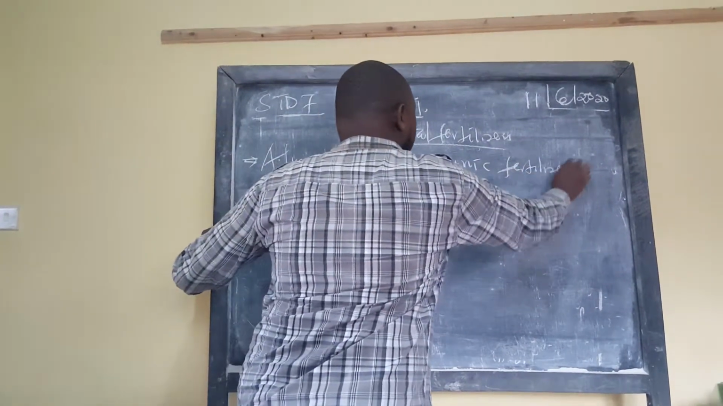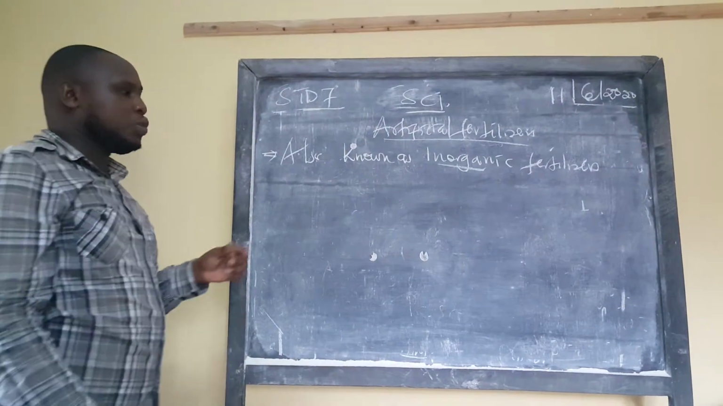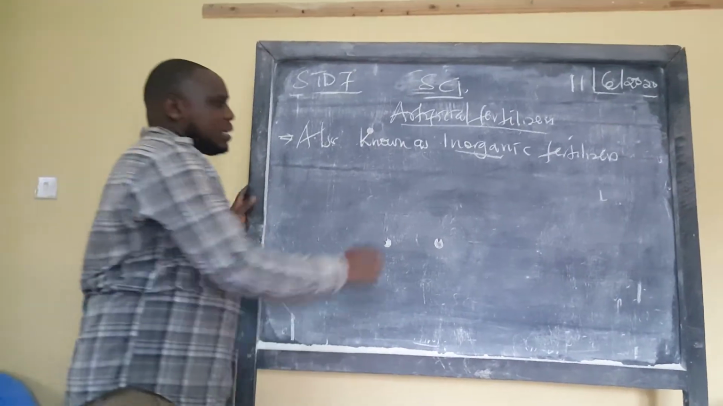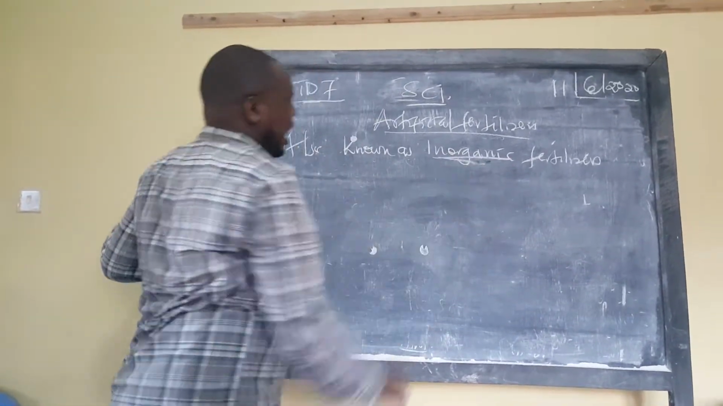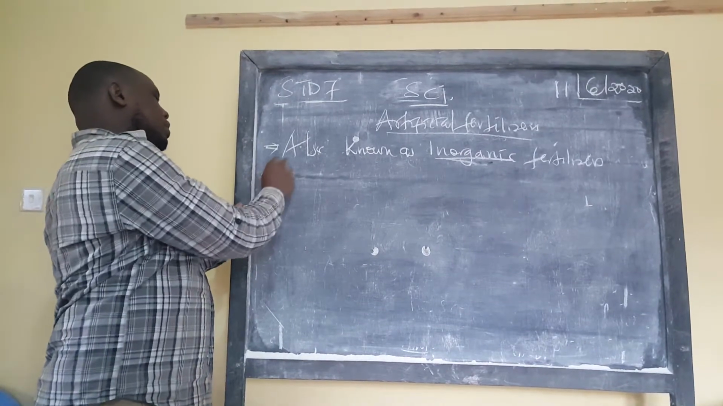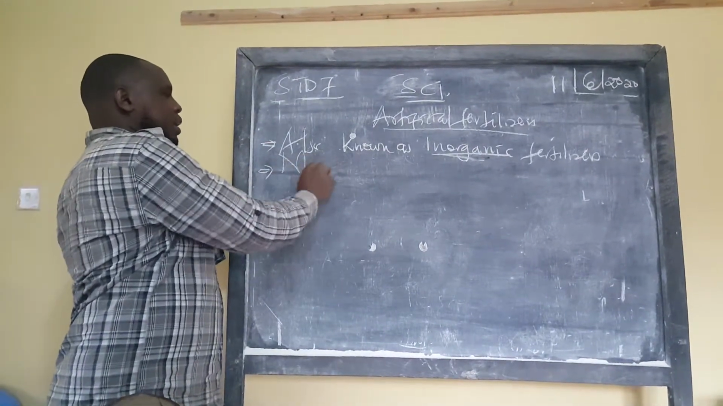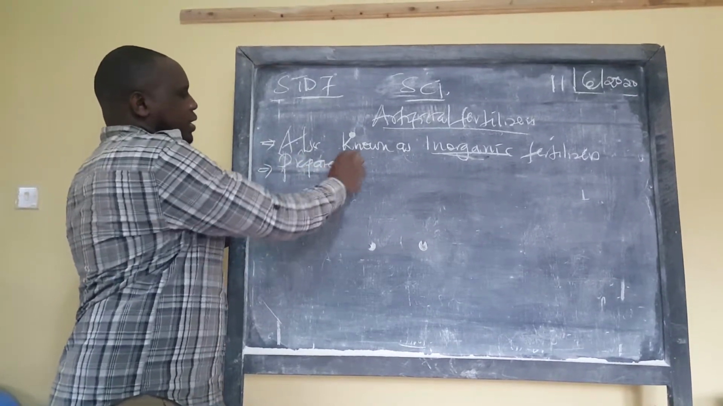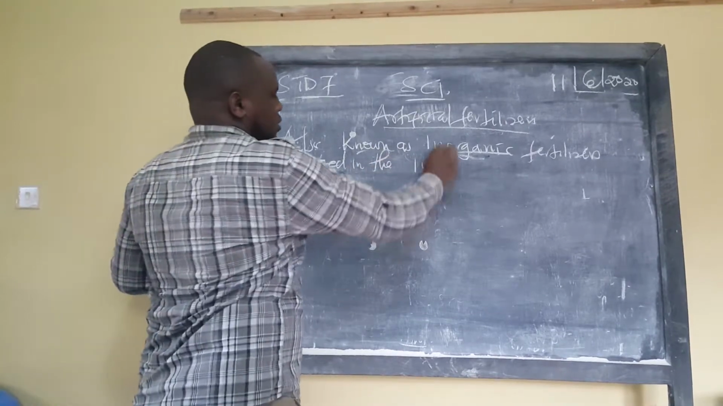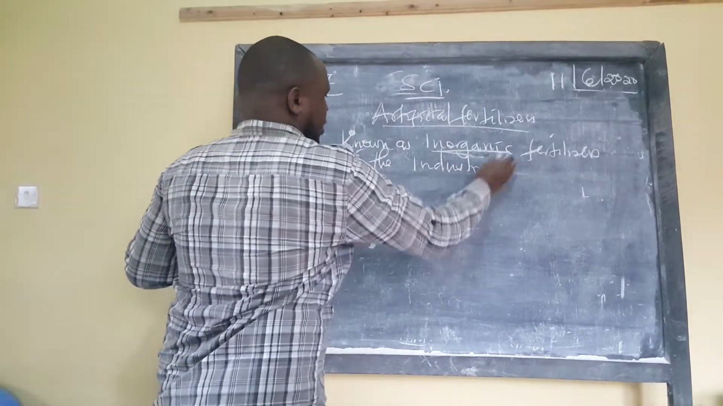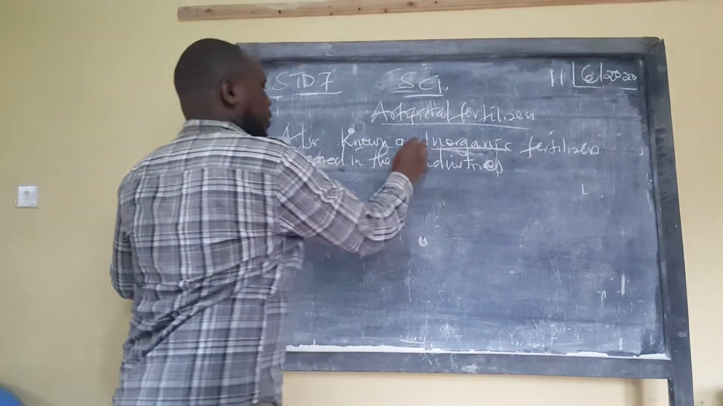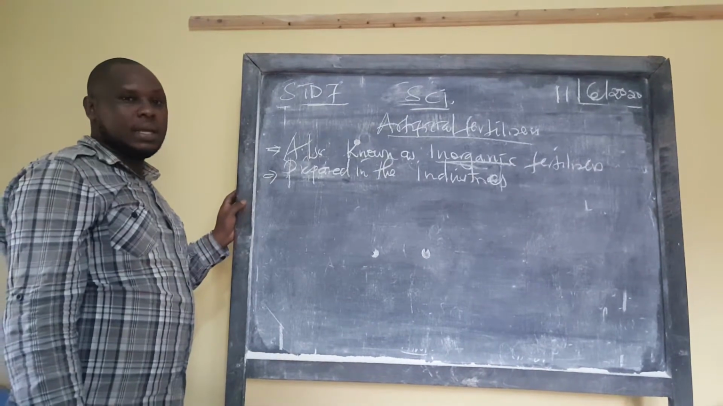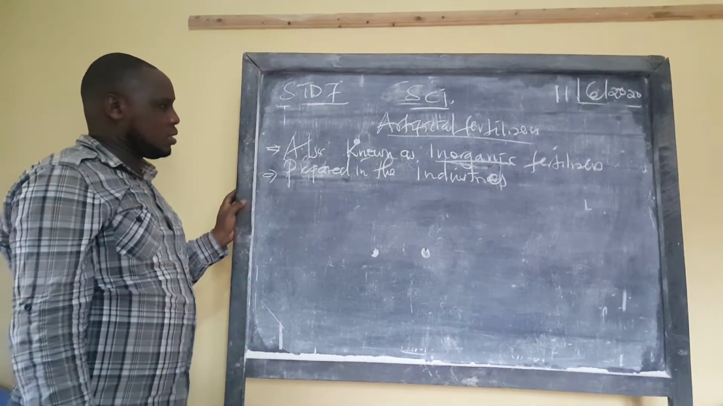So most of the time in the exam they will use this word. Which of the following is not a disadvantage or an advantage of inorganic fertilizers? So you must understand the word inorganic in this case means artificial. So these are made or prepared in the industries. Whereas we are doing the natural fertilizers at home, these ones are prepared chemically in the field, in the industries.